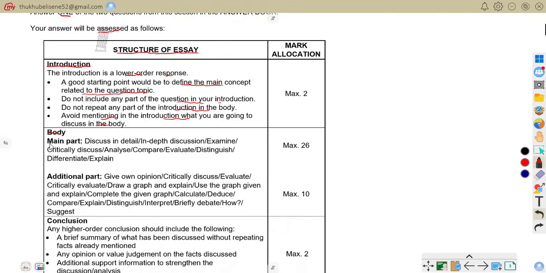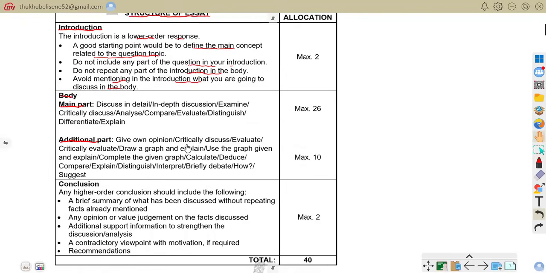Now we are on the body, the main part. This is where you are going to discuss in detail, give an in-depth discussion. You're going to examine, critically discuss, compare, analyze, evaluate, distinguish, differentiate, and so on. There is also an additional part, where you give your own opinion. Try to critically evaluate. You can even draw a graph and explain. You can also use a graph that is given, complete the given graph, and calculate, explain, distinguish, and so on.